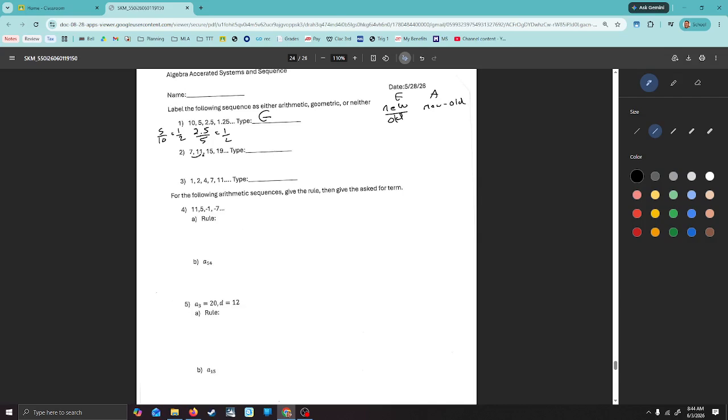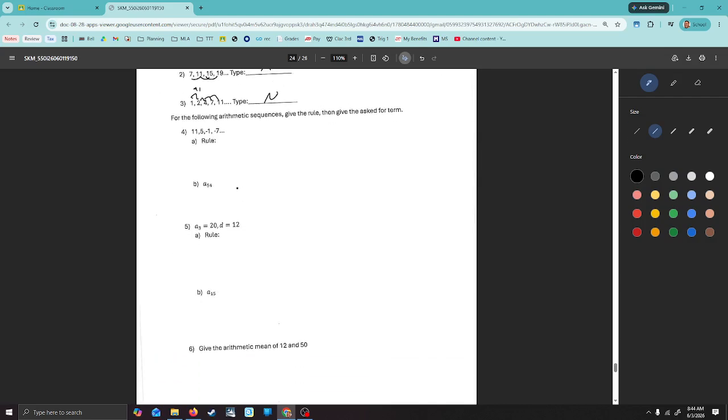Here, you can see it's plus 4, plus 4, plus 4, arithmetic. Over here, technically the pattern is plus 1, and then plus 2, and then plus 3, and then plus 4. But that's not an arithmetic sequence. The arithmetic sequence has to be consistent. So in this case, it's neither.